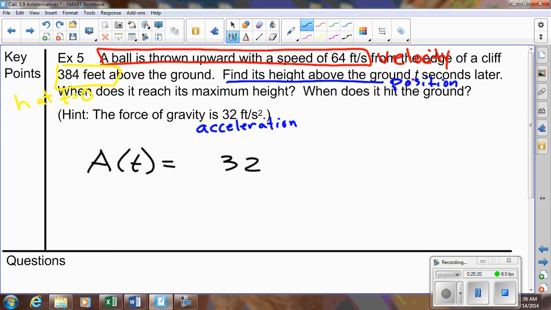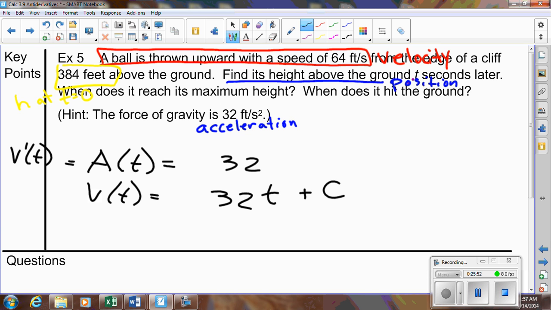Well, knowing that acceleration is the derivative of velocity, take the antiderivative to get the velocity function. What's the antiderivative of 32? Well, we're using time instead of x, so 32t plus some constant. Why do we have the constant involved?